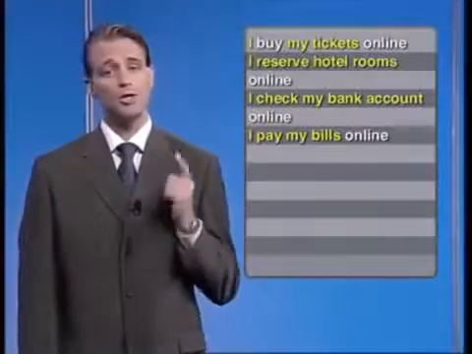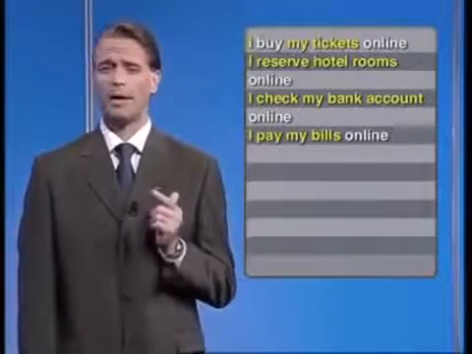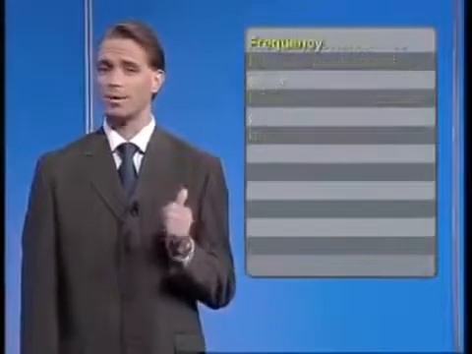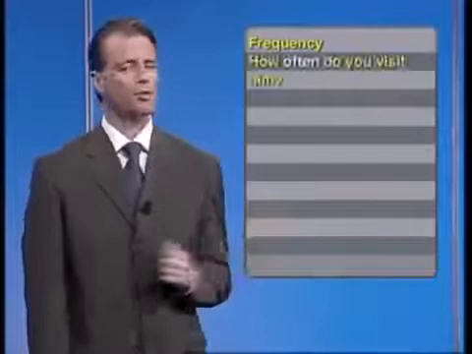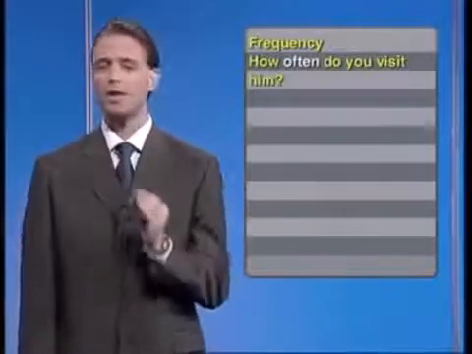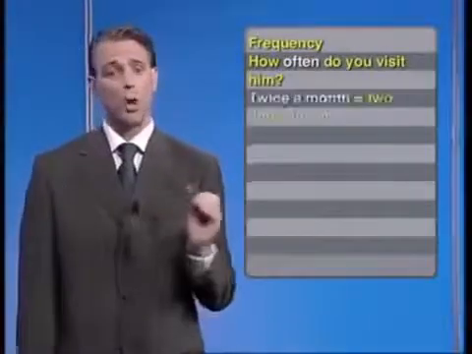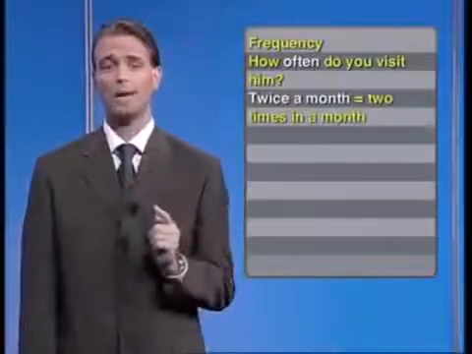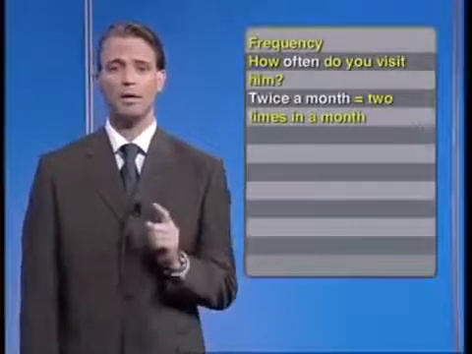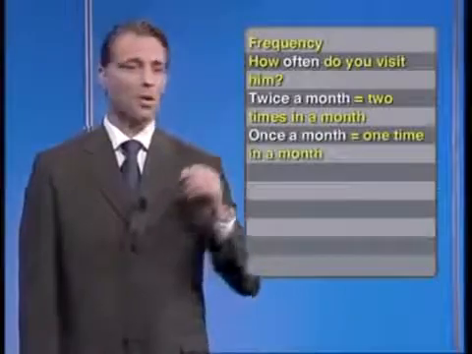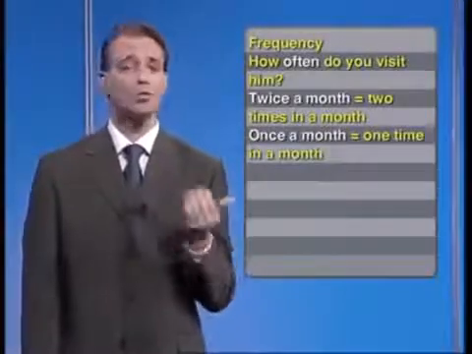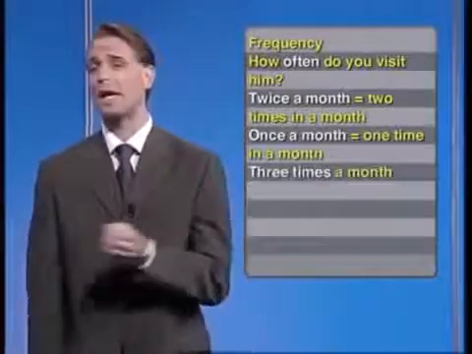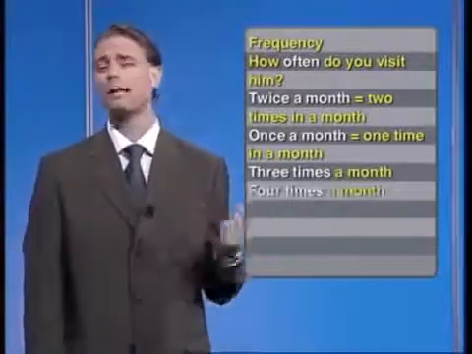Okay, just 2 more things before we say goodbye. The first is frequency. When we say how often we do something, I asked Marie, how often do you visit him? And she said twice a month. Twice a month means 2 times in a month. Once a month means 1 time in a month. But when we do something more than 2 times, we say 3 times a month, 4 times a month, etc.